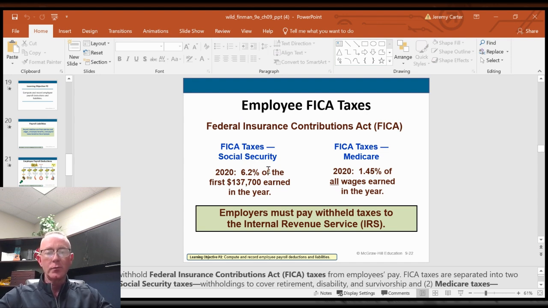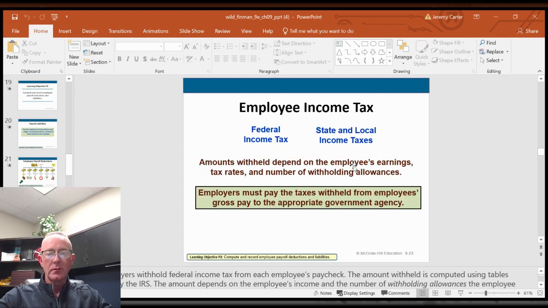All right, 6.2% for Social Security and 1.45% for Medicare is the same all the time, unless we hit this cap. For 2020, it gets higher every year; it's indexed every year. For the 1.45, there is no cap for Medicare. It's all wages.